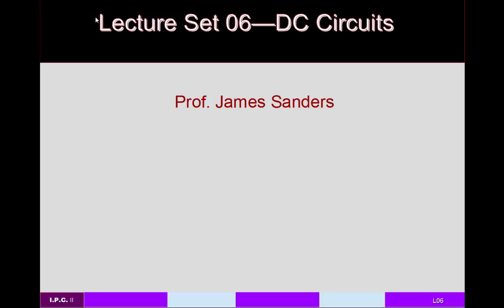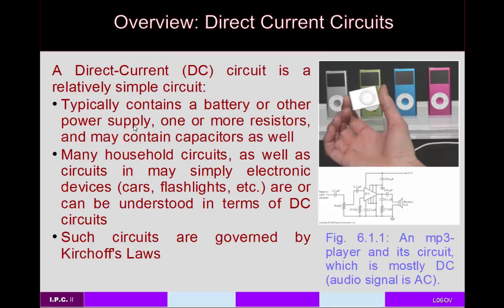In today's video, I'm going to begin a lecture set on DC circuits. So what is a DC circuit? DC stands for direct current. These are relatively simple circuits. It means that the current is not alternating in polarity as it's delivered to the device. Very often that means it's drawing from a simple source like a battery.